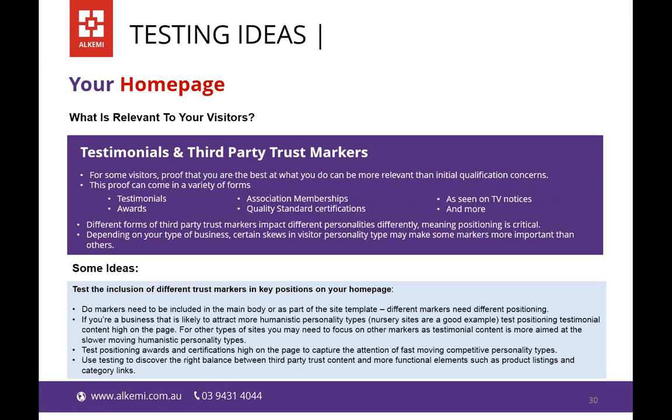Other things that you can put in there for humanistic personality types, you can engage in testing the inclusion of testimonial and third-party trust markers. Humanistics respond very well to this content. So actually having that display can be a really huge help and really help it drive engagement.